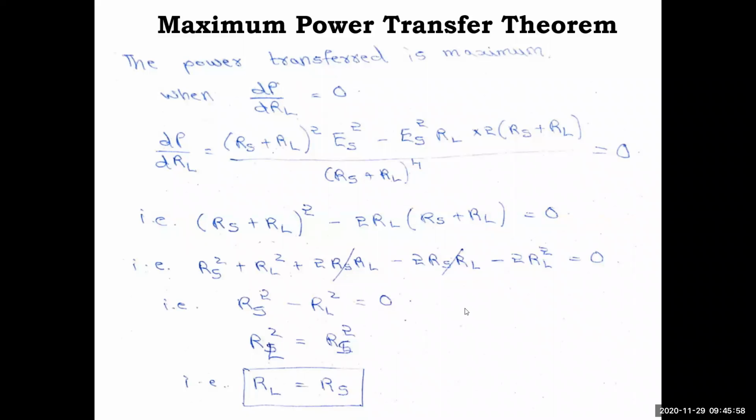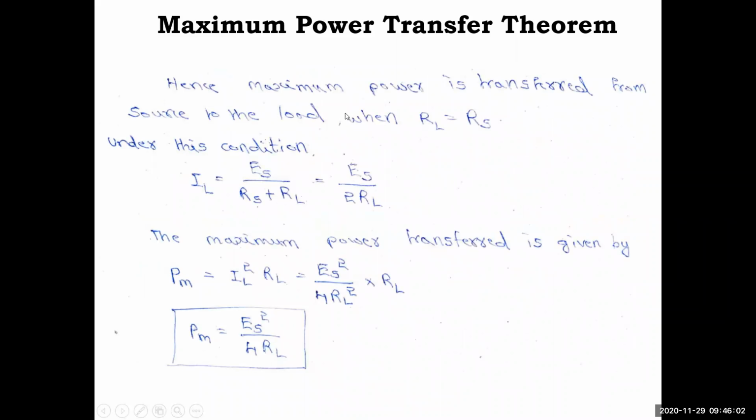Source resistance equal to load resistance, then power is maximum. Hence maximum power is transferred from source to the load when RL is equal to RS. So that is the proof. Under this condition, what is the IL? ES by RS plus RL. So RS also I will substitute RL, so it will become ES by 2RL, and the maximum power transferred is given by IL square into RL.